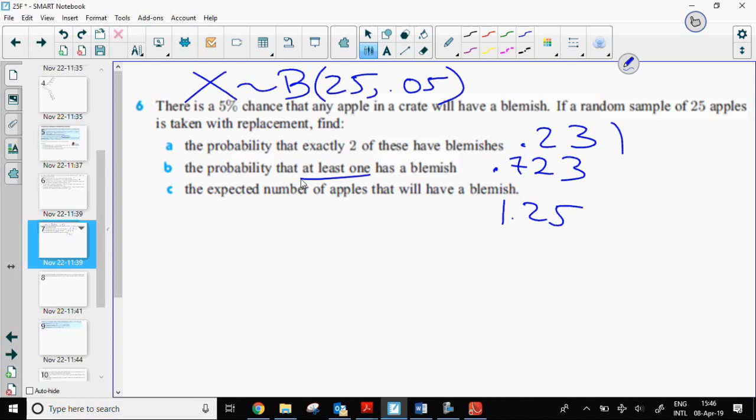And then for letter C, the expected number of apples that will have a blemish. So if we were to do this sampling of 25 a whole bunch of times, what would be the average number of apples that have a blemish? And I'm getting 1.25 because we're taking the number of trials, n, and we're multiplying it by the probability of success, if you want to call finding a blemish a success, and you'll get 1.25.